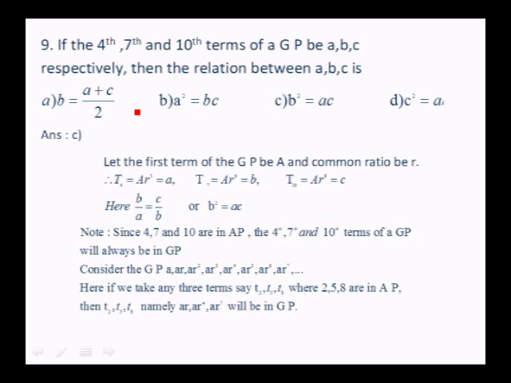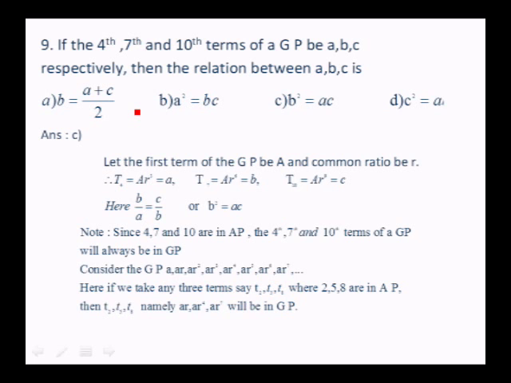If you take 4, 7, 10, these three numbers are in AP. Therefore, naturally 4, 7 and 10 terms of a GP, they will always be in GP. So without any calculation, you can straight away write that B square is equal to AC. The option is B square is equal to AC.